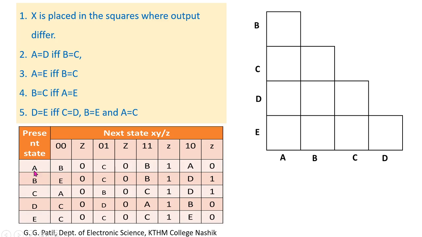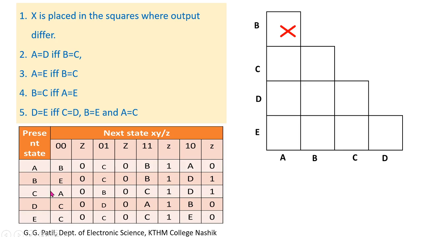So for the first two states A and B, observe the output column. Here output 0 0, it is the same. 0 0, it is the same. 1 1 is the same. Here 0 1, these outputs are different. It means A and B cannot be equivalent, and under such a condition, in the square we insert a cross, or X. So X has to be placed there as shown here.